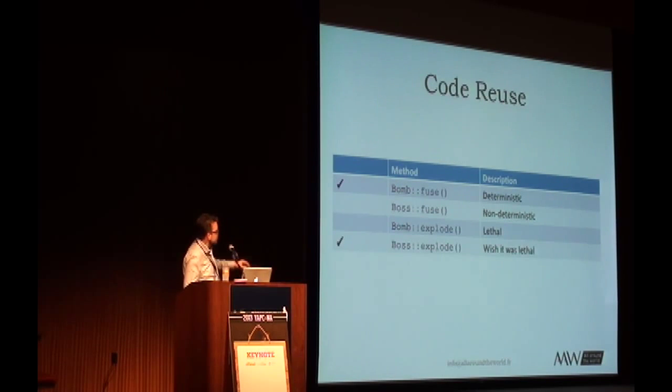So if you look up here, you see your bomb fuse, it's deterministic. It goes off after a particular time. You can't control your boss fuse, so that's obviously not good. Your bomb explode kills you. Your boss explodes, sometimes you wish it kills you, but that's really the method you want because it doesn't actually kill you. So we want the bomb fuse method and the boss explode method from those other packages. Are you with me so far?